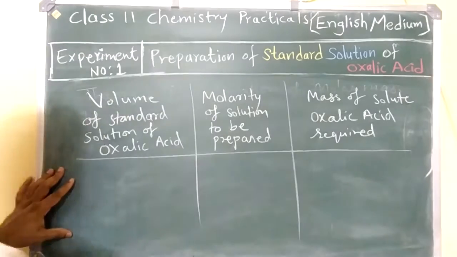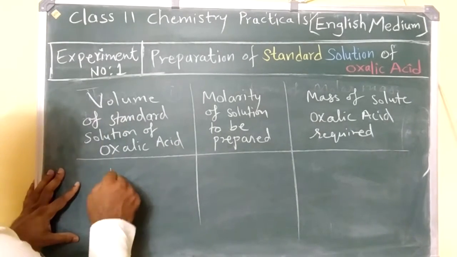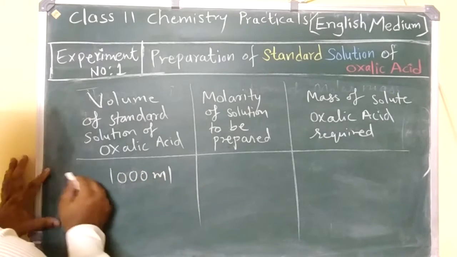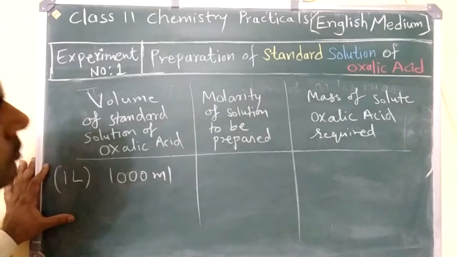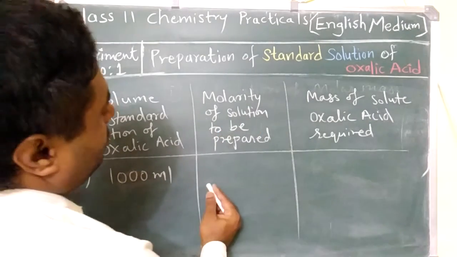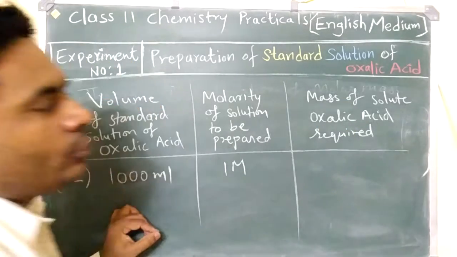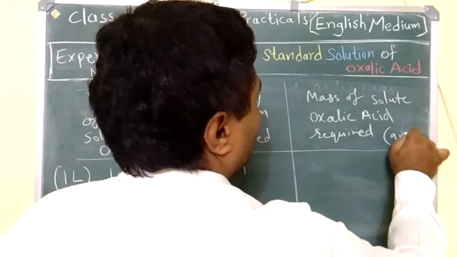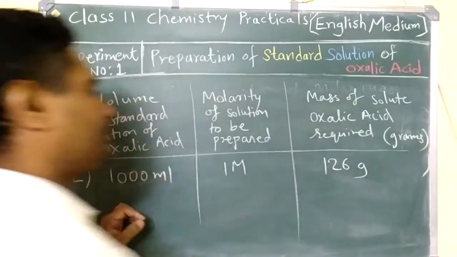and if we compare, if the volume of standard solution of the oxalic acid is equal to 1000 ml, means 1 liter, and the molarity of the solution to be prepared is 1 molar, at that time the mass of the solute oxalic acid required in grams is how much? 126 gram.